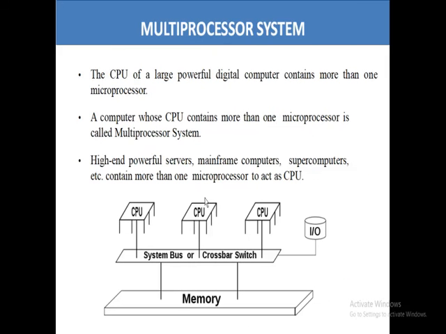The next one is the multiprocessor system. What is meant by multi? Multi means more than one. So a system with more than one processor is called a multiprocessor system.